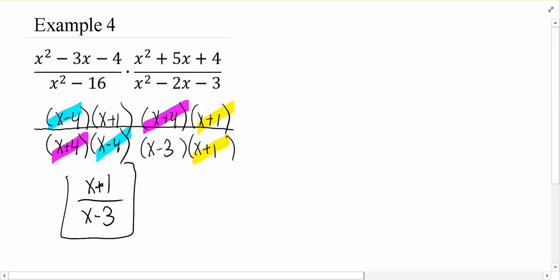And remember, those x's don't divide out because those aren't factors, those are terms. And so that's as good as we can get. There's the multiplication problem.